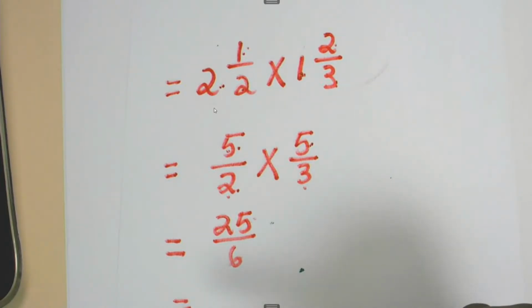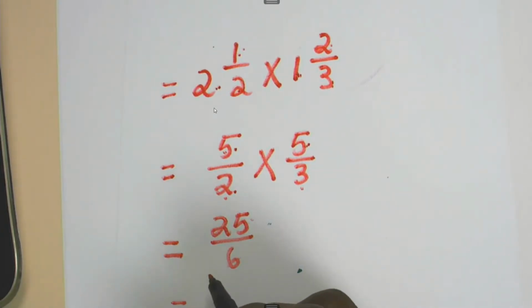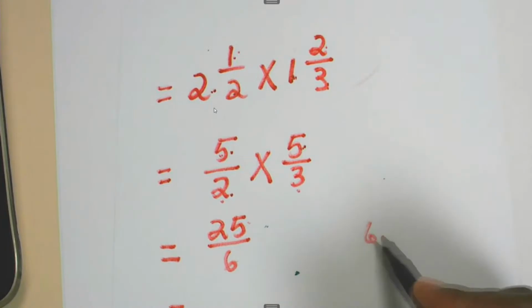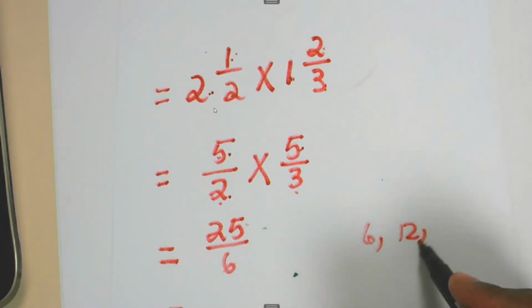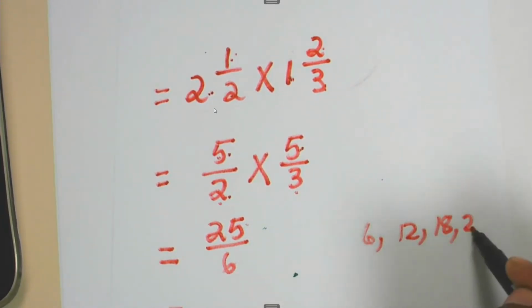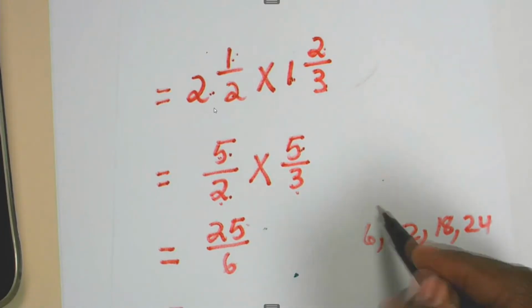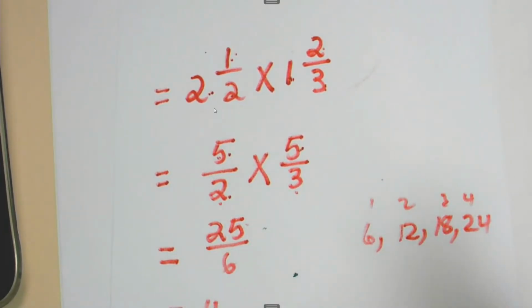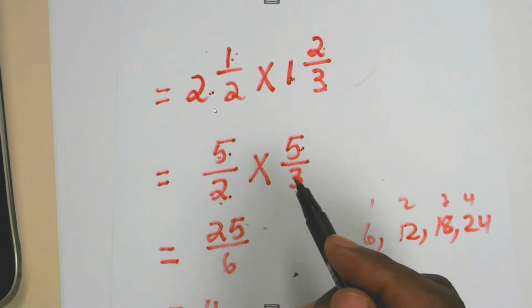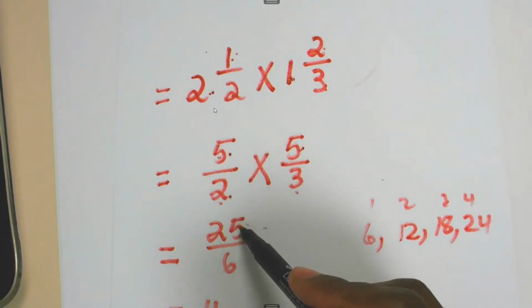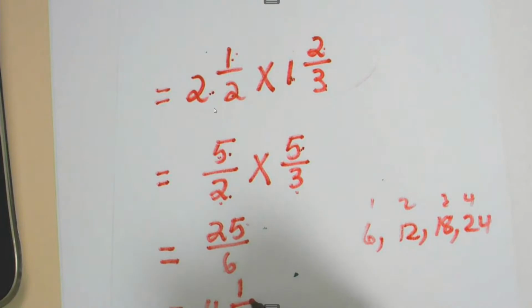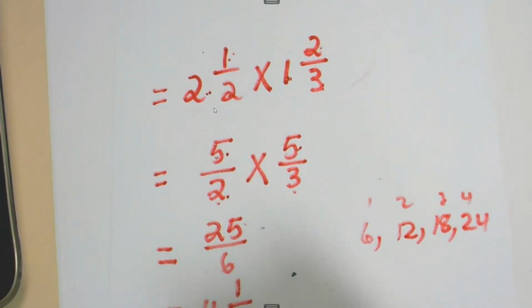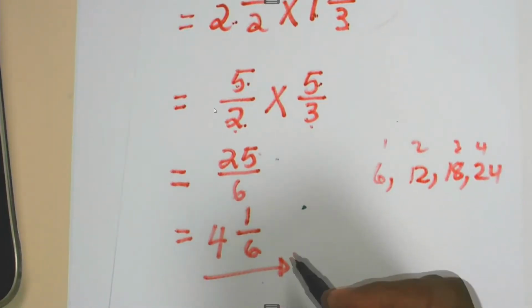6, 12, 18, 24, 30. So 30 cannot work. So it goes how many times? 4 times. It is 6, 12, 18, 24. So it is 1, 2, 3, 4. So it goes 4 times. So 24, after we take 4 6s out of 25, we are left with 1 out of 6. So our answer is 4 and 1/6.